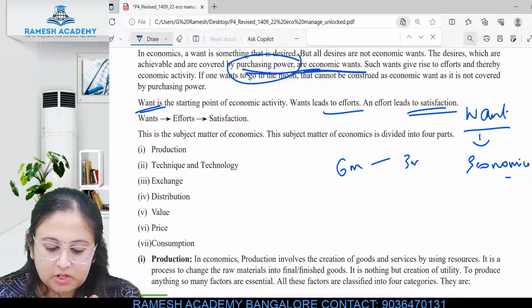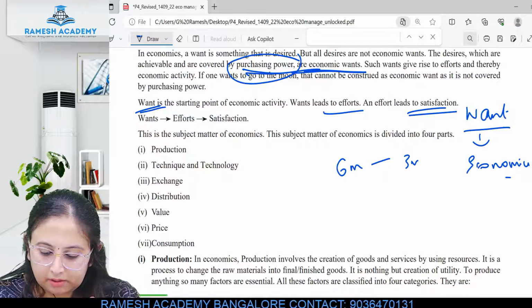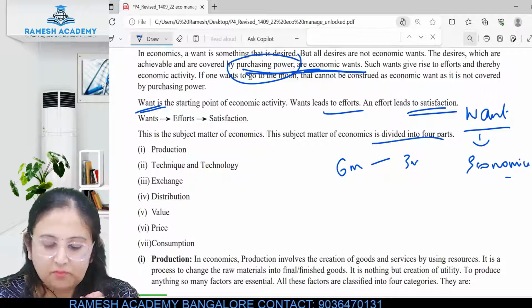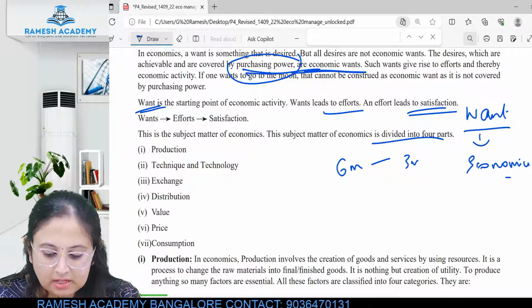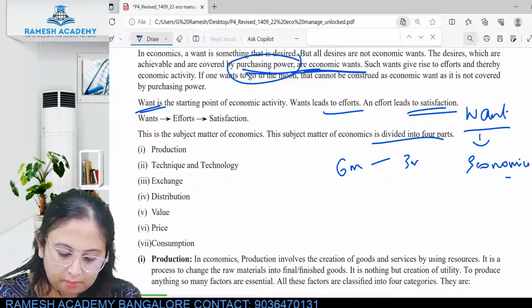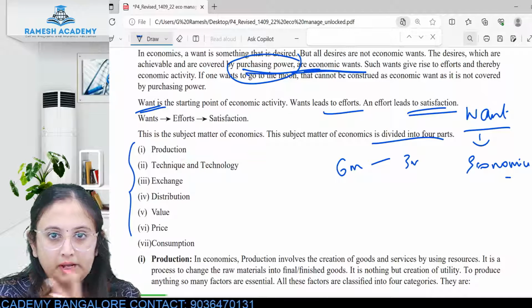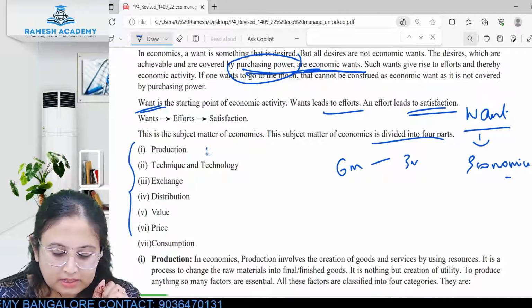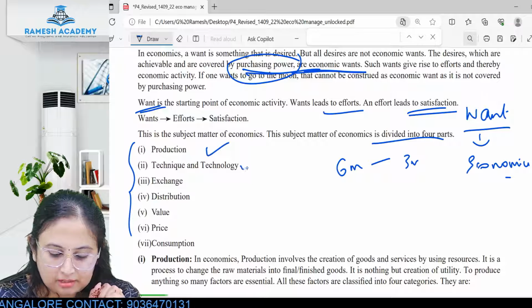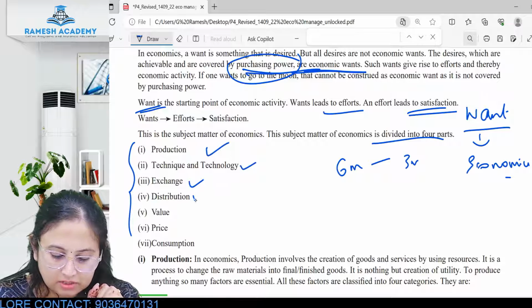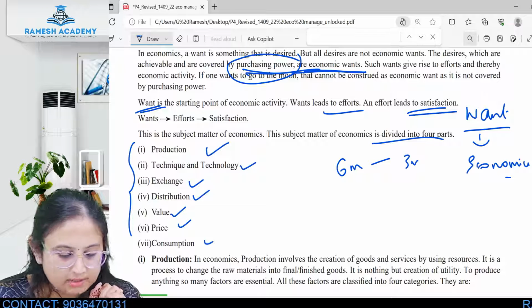So this is the subject matter of economics, and the subject matter of economics is divided into 4 parts. So we will see what the subject matter of economics is. Mainly it is divided into 4 parts, but we have 7 points given. Subject matter, how economics is divided. First one is production, then we have techniques and technology, then exchange, distribution, value, price and consumption.